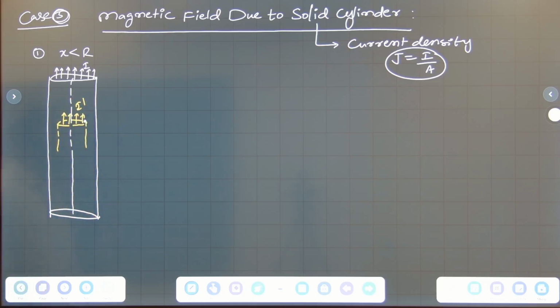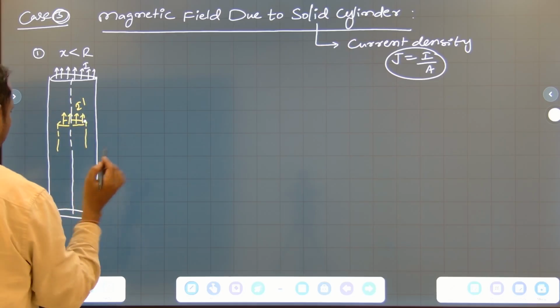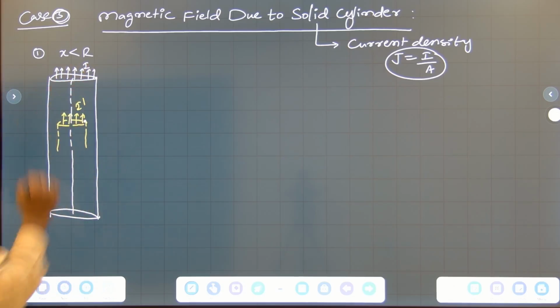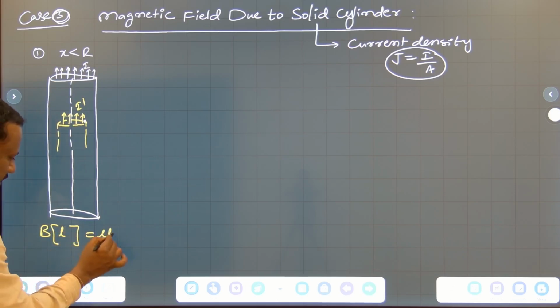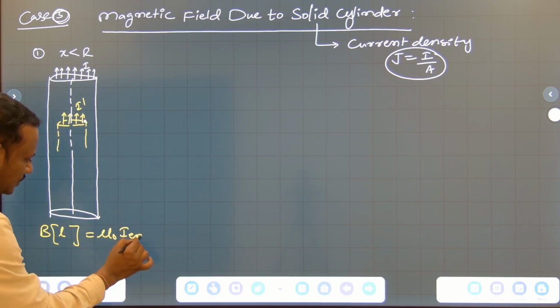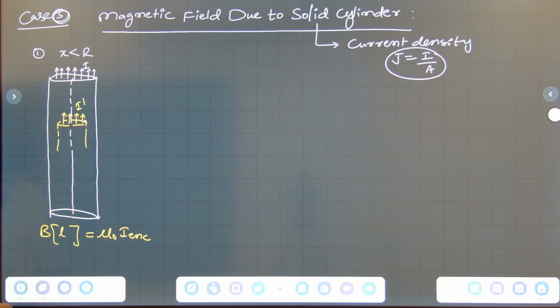This current is what? I dash. Now, how do we use this? Ampere's law: B into L is equal to mu naught times I enclosed. Enclosed means what? I dash.